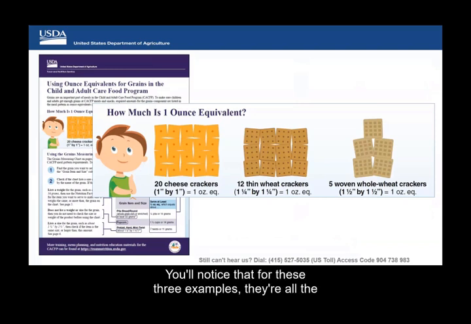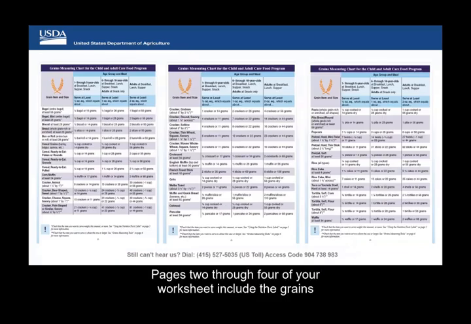You notice that for these 3 examples, they're all the same type of food. They're all crackers, but you may need more or fewer crackers depending on the size of the food to make up your ounce equivalents of grains. You need more of the smaller crackers and fewer of the larger crackers to get that 1 ounce equivalent of grains.